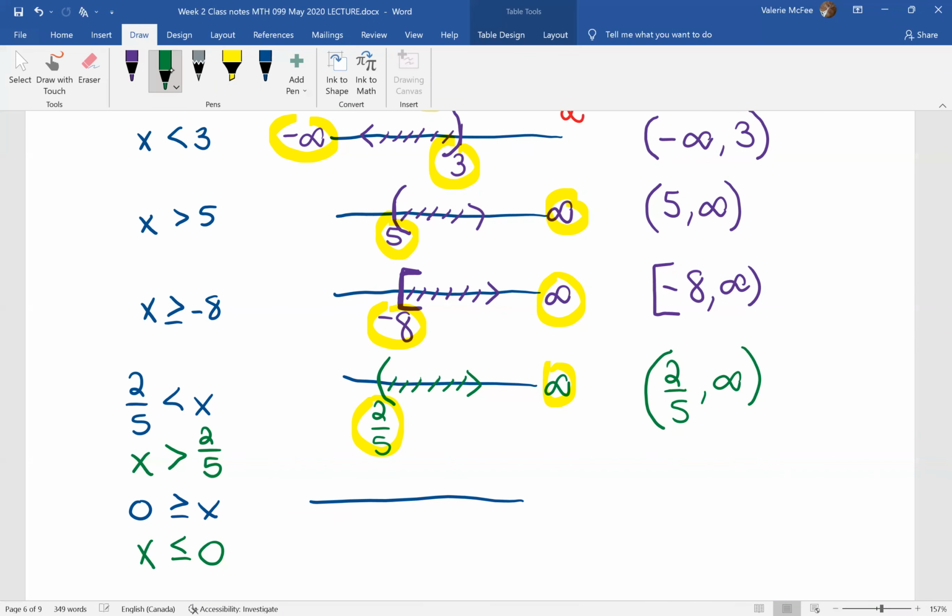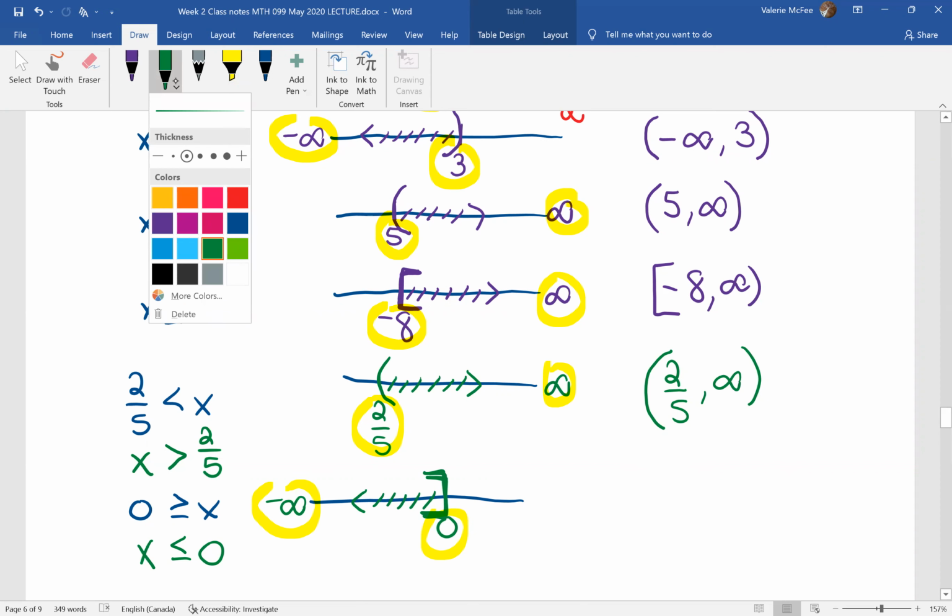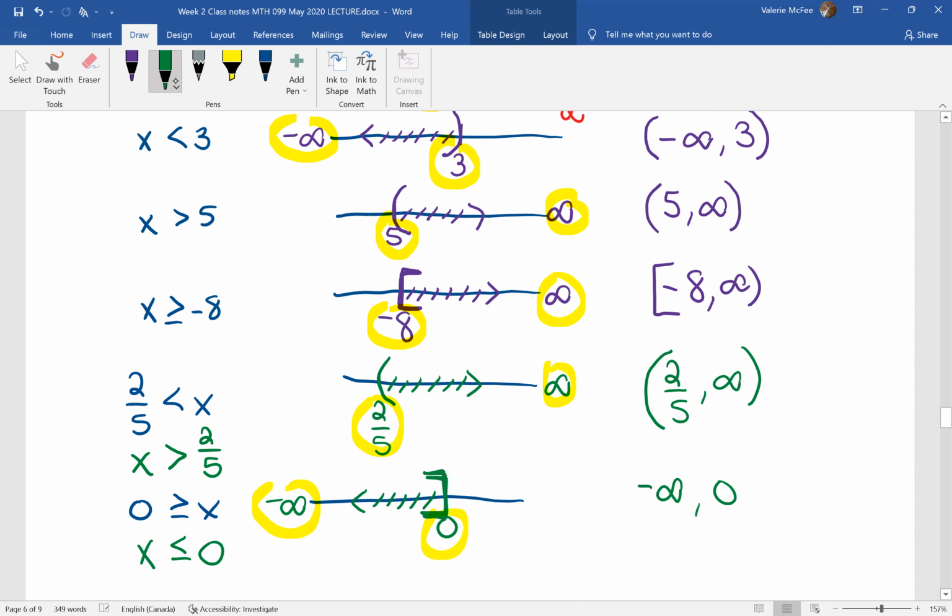We put X on the left, so we can see that we're shading towards negative infinity. We have X is less than or equals, so that means we need a square or closed bracket. For interval notation, you're going to write those endpoints in the order they appear. Infinity is always round, and in this case, 0 is square or closed.